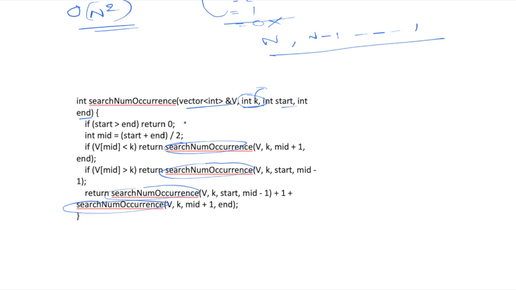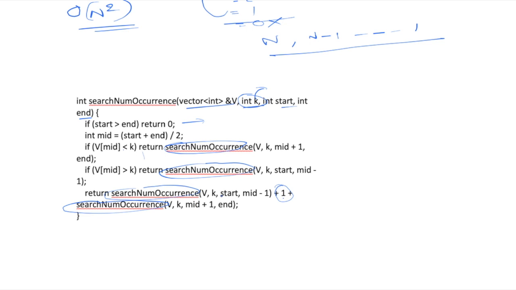This is similar to binary search. Here this is the recursive stop condition: if the start is greater than n, return 0. And here we are computing mid. If the value at mid in the vector is less than k, then we narrow our search to mid plus 1 to end, and similarly here. If it is neither of these conditions, that means it is equal to k at mid, then we found it once. So that's why we are adding 1 here.